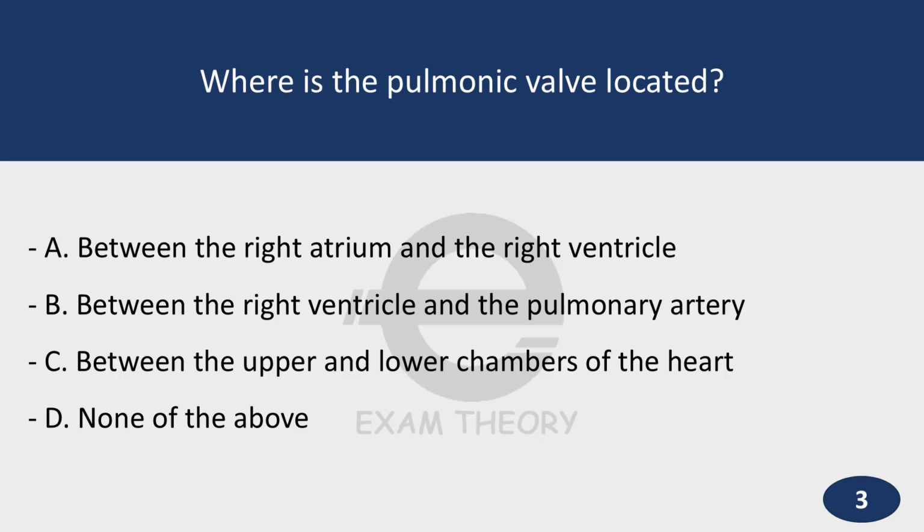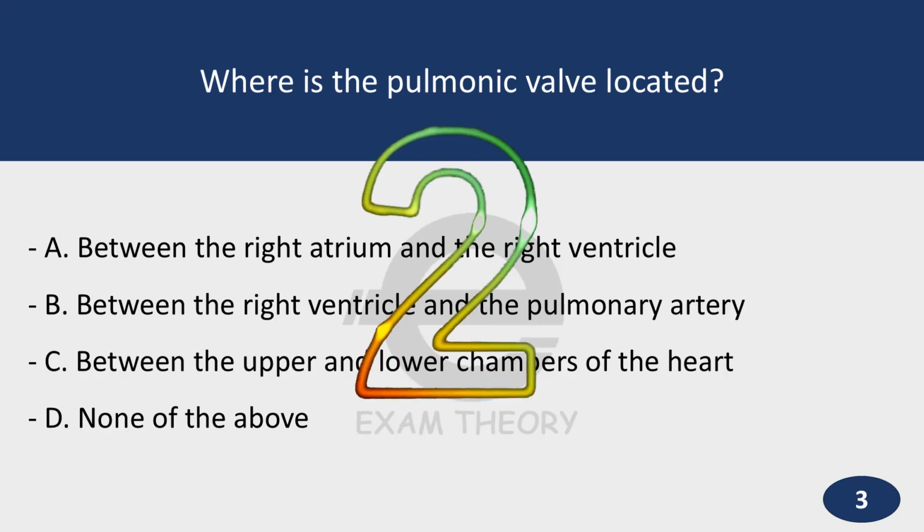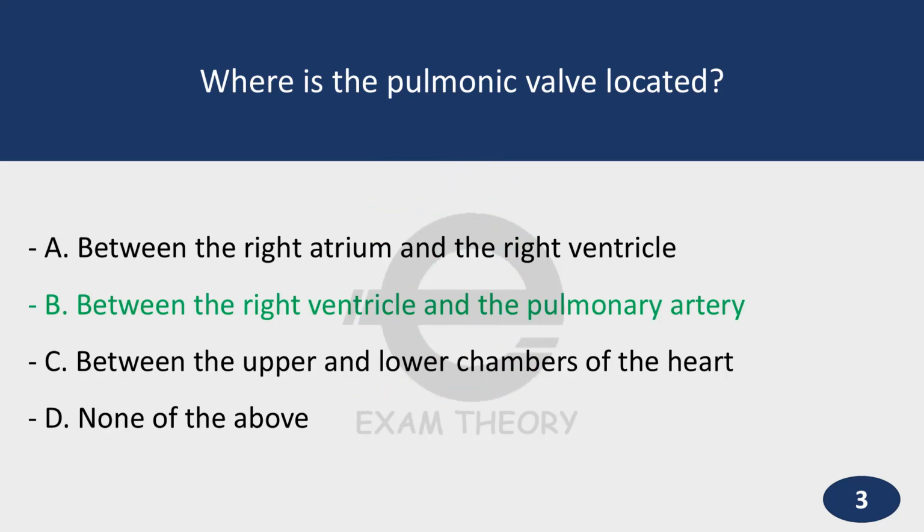Where is the pulmonic valve located? A. Between the right atrium and the right ventricle. B. Between the right ventricle and the pulmonary artery. C. Between the upper and lower chambers of the heart. D. None of the above. The correct answer is B. Between the right ventricle and the pulmonary artery.